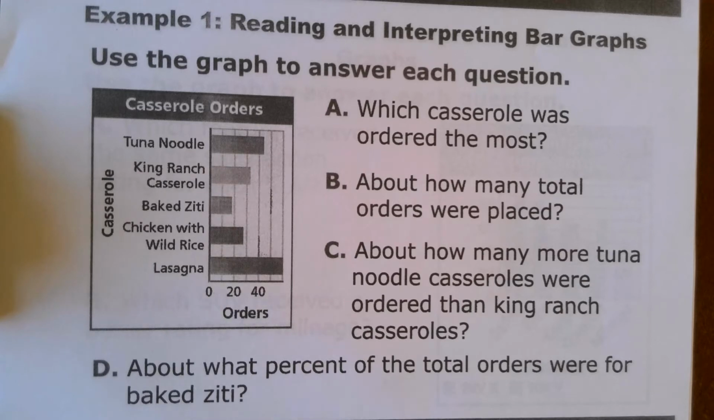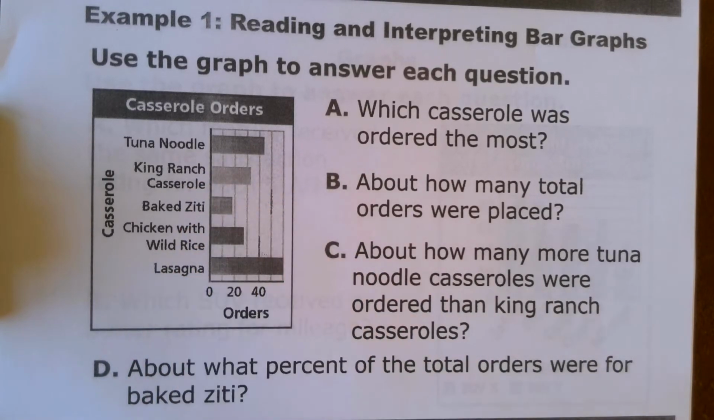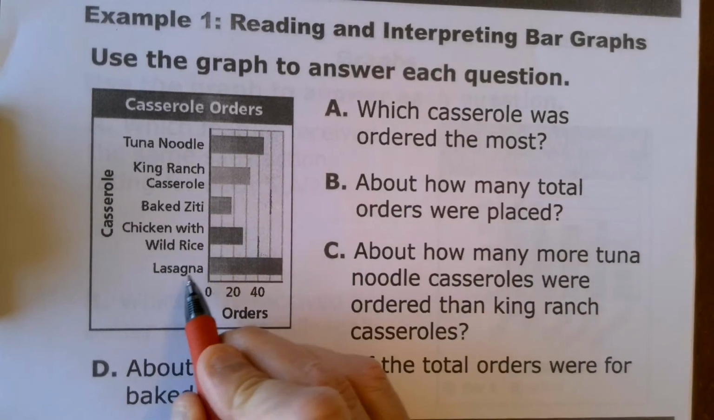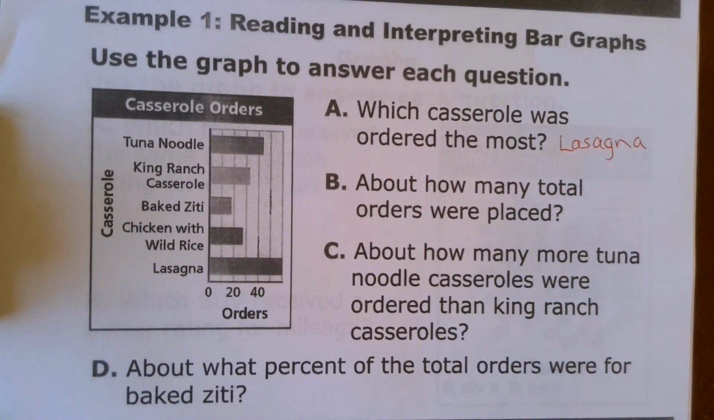All right, so this is a bar graph that's horizontal bars. They're going horizontally. You can see them both ways. Which casserole was most ordered? You should have had lasagna. So you can check your work. I'm not going to take a ton of time on this because I think you probably did this in previous years. About how many total orders were placed?